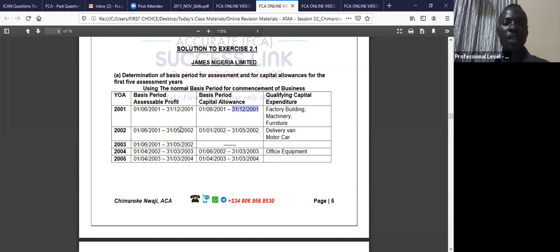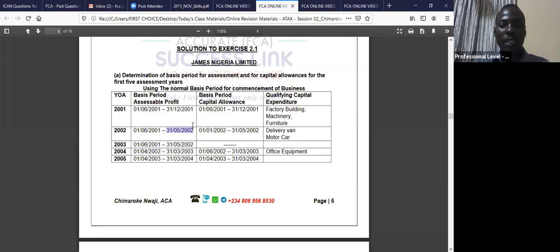Now, look at the second year. This second year starts on the same date that this one starts. So you ask yourself, that means there is an overlap if both of them are starting on the same date. There is an overlap, but capital allowance does not like overlap. So it will not start on the same date. It's going to start on a date that does not overlap here. So let's see whether we will achieve that. Look at the ending date, 31st May 2002. You cannot find it in the previous one.